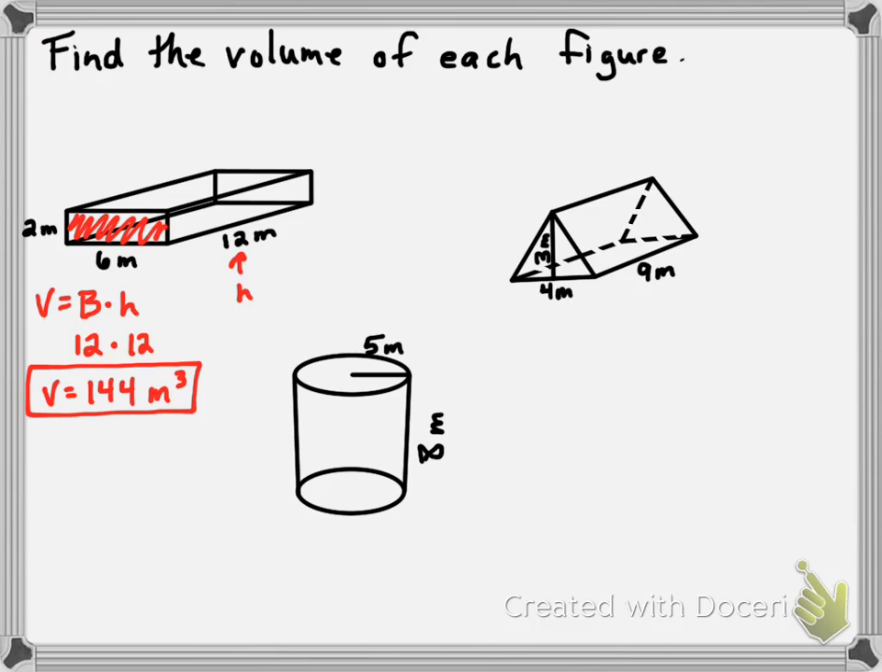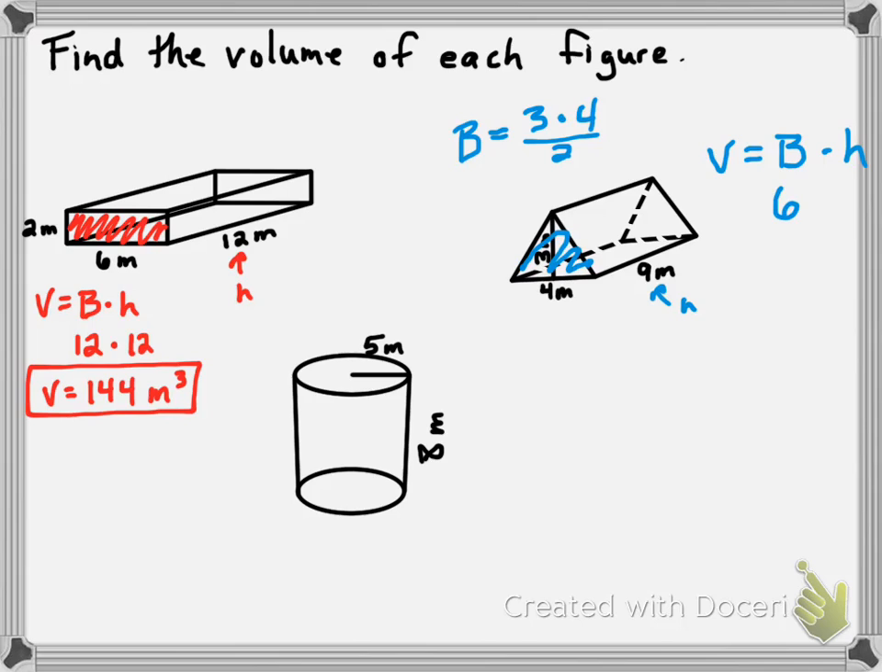Alright, now the next one. Again, I'm going to use my same formula because it works every time. I need to find the base. Well, this is a triangular prism, so the bases are the two triangles. So I have my triangle. The area of this triangle, it has a base of 4 and a height of 3. So I have 3 times 4 divided by 2. So my area of my base is 6.